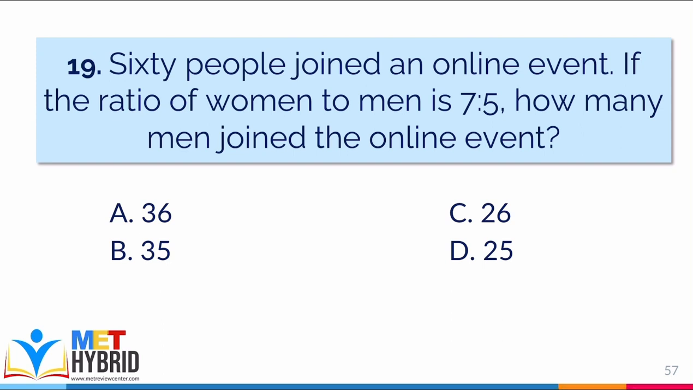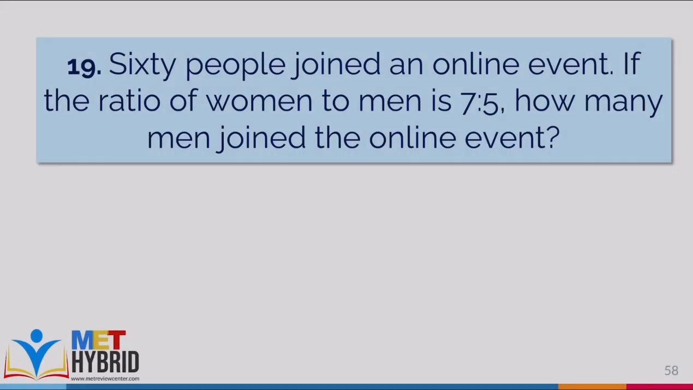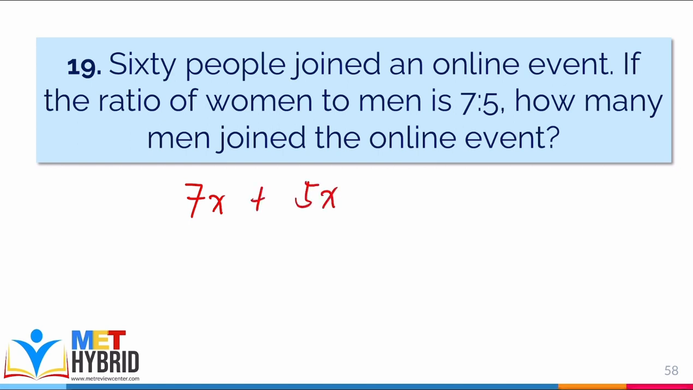Question 19. 60 people joined an online event. If the ratio of women to men is 7:5, how many men joined the online event? Since the problem is a problem on partitive proportion, our working equation will be 7 parts women plus 5 parts men equals 60.